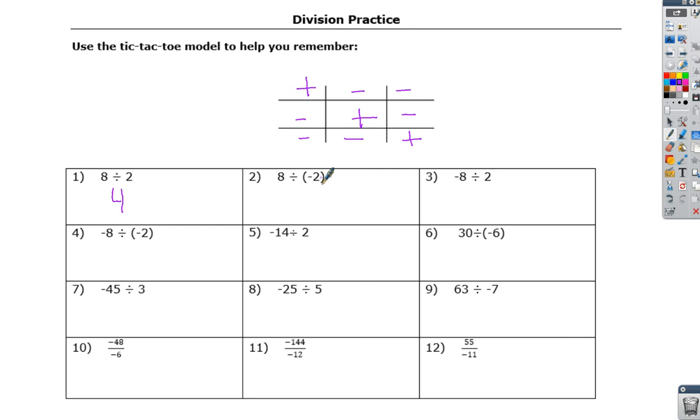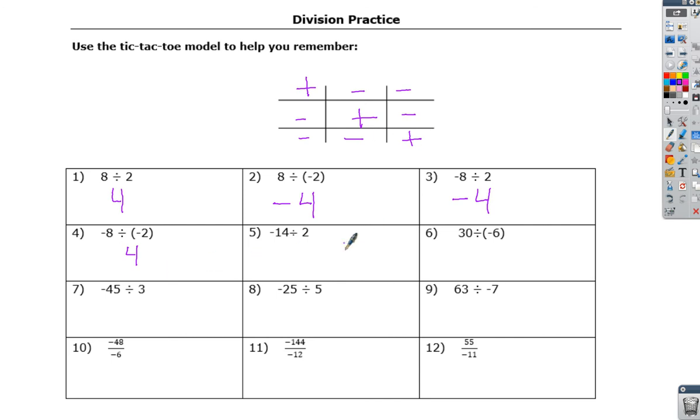Now we have 8 divided by negative 2, which we know is 4, but we need to think of our signs. We have a positive divided by a negative. A positive divided by a negative will get you a negative. Negative 8 divided by 2, again we know is 4. We have a negative divided by a positive. A negative divided by a positive gets you a negative. Again, negative 8 divided by negative 2. 8 divided by 2 is 4. We have a negative divided by a negative. Negative divided by a negative is a positive, so we have a positive 4 this time.